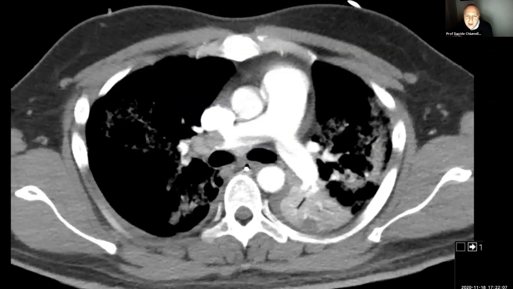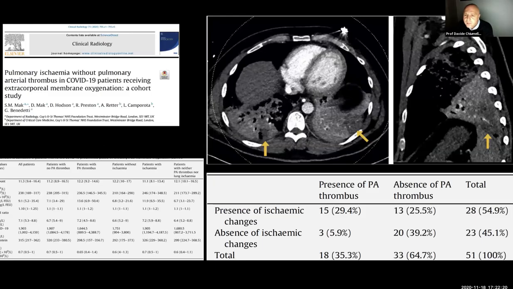So this is a CT scan of a large pulmonary embolus on the right pulmonary artery. And you can see this is very common. Up to 1 in 3 of these patients have got large pulmonary emboli. But also you've got small pulmonary emboli and also diffuse reduction in perfusion. This is our own data, in the absence of any visible thrombus.